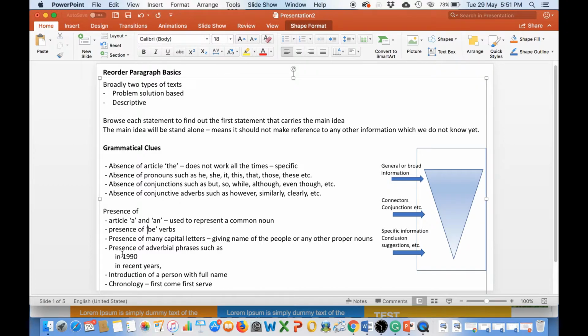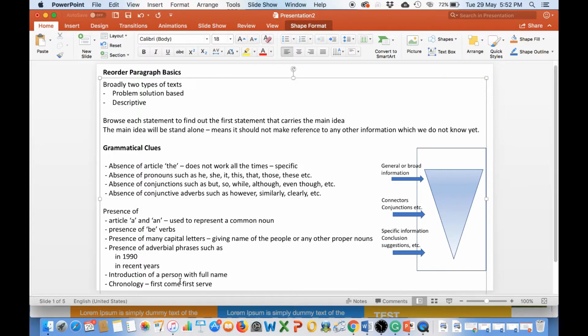Now, presence of many capital letters is another clue for reorder paragraph. If you see a statement with many capital letters, that statement could be at number 1, because when you introduce something, you use the full names and capital letters to describe proper nouns. So that may contain the first idea. Presence of adverbial phrases is another good clue. For example, "In 1990" or "In recent years" are sentence openers, adverbial phrases, and sentences beginning with these phrases can be your number 1 sentence. So always keep that in mind.